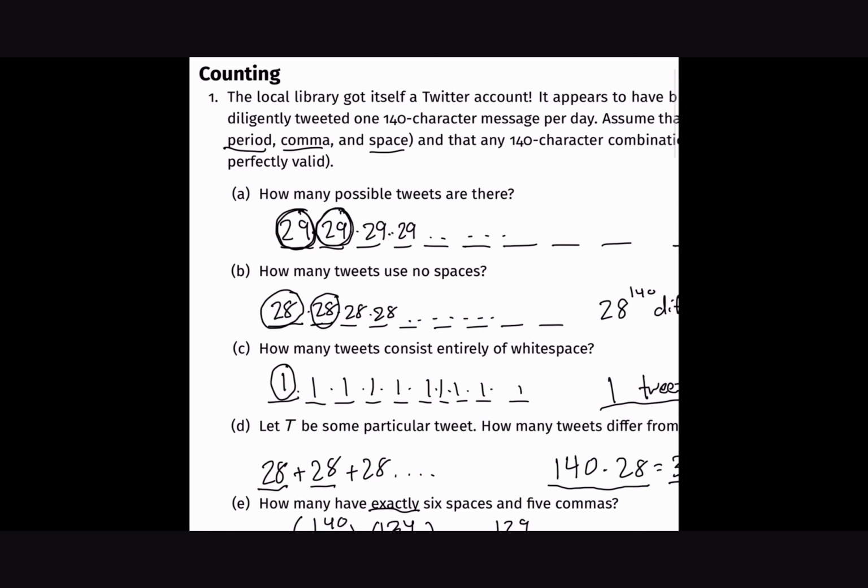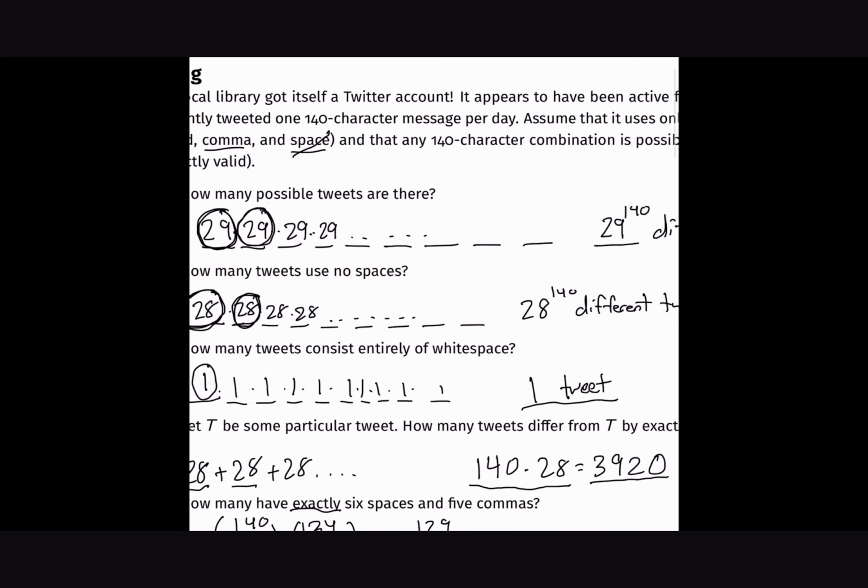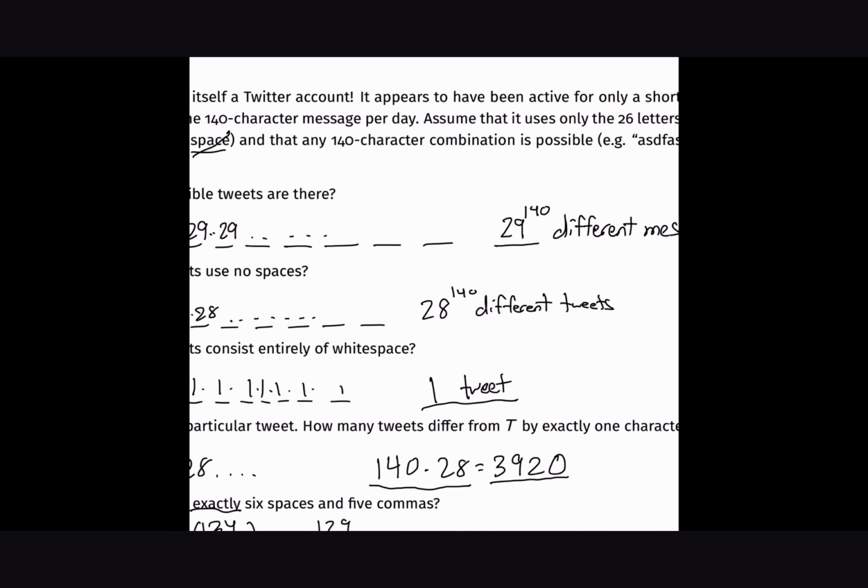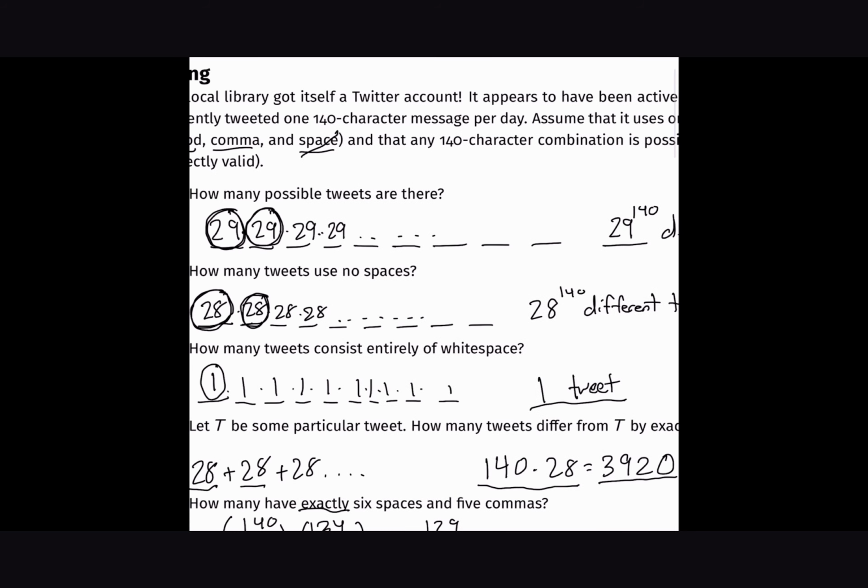Part B is saying how many tweets use no spaces. Well, because we want to use no spaces, we just remove the possibility of space being a possibility. So now we only have 28 characters that we can use. That means the first character only has 28 different possibilities. Second character can be 28 different characters, and so forth. So we only have 28 to the 140th power different tweets.